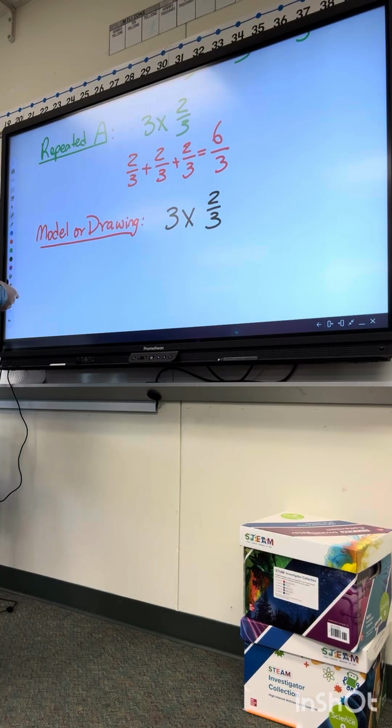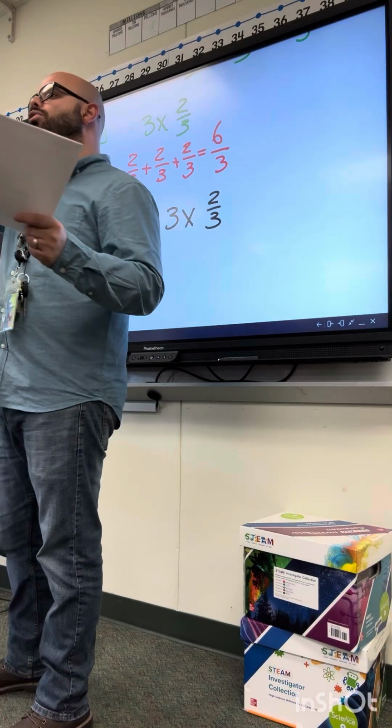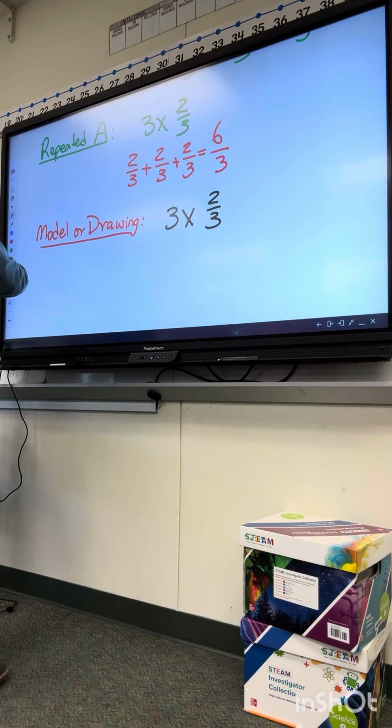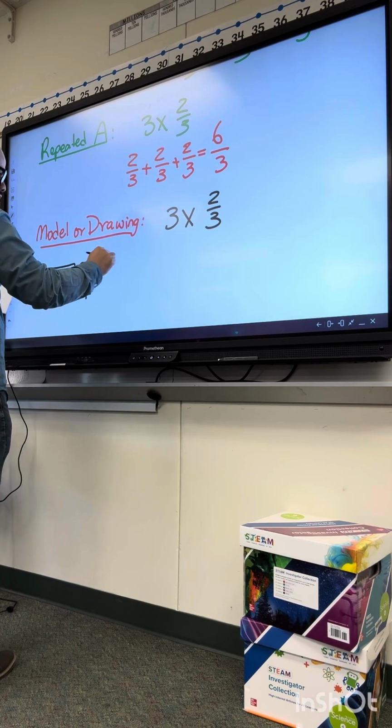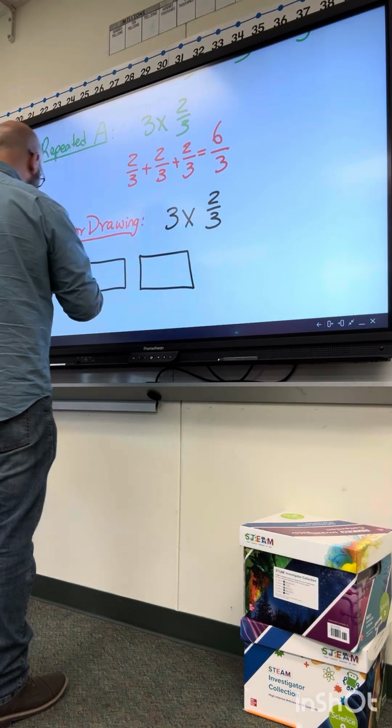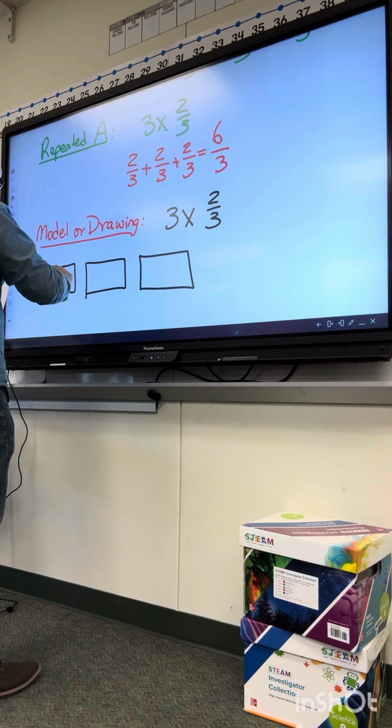Yep, square is also easy. Yep. You could use square, rectangle, circle, anything that you could break equally. Okay, so I have 1 whole, 2 wholes, and 3 whole rectangles. Here you go. I'm gonna split these.